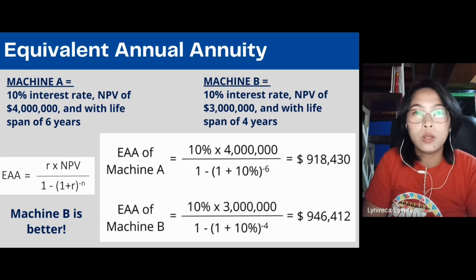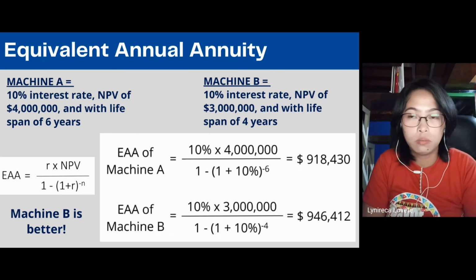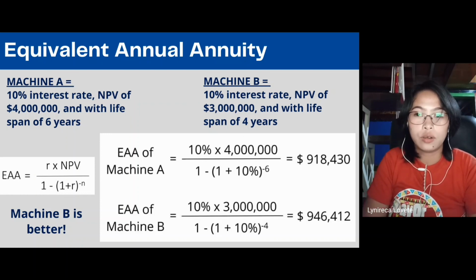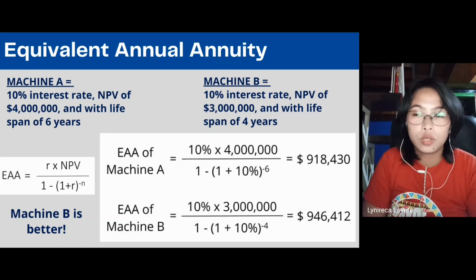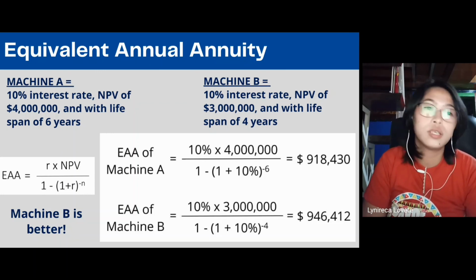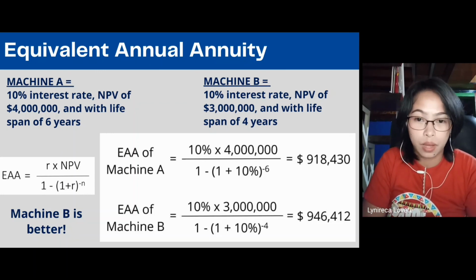So upon comparing the machine A and the machine B, the machine B has the highest EAA, which comprises 946,412. So the machine B is better.